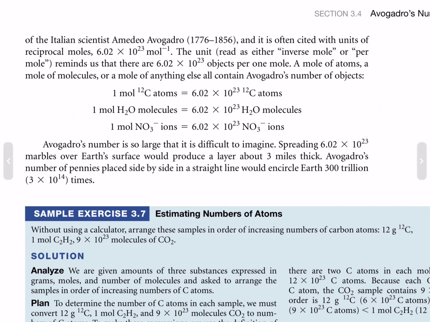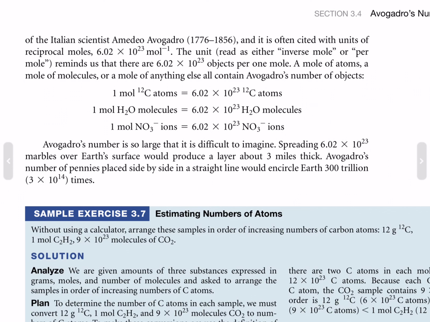A mole of atoms, a mole of molecules, or a mole of anything else all contain Avogadro's number of objects. 1 mole of carbon-12 atoms equals 6.02 times 10 to the 23rd carbon-12 atoms. 1 mole of water molecules equals 6.02 times 10 to the 23rd water molecules. 1 mole of nitrate ions is 6.02 times 10 to the 23rd nitrate ions.